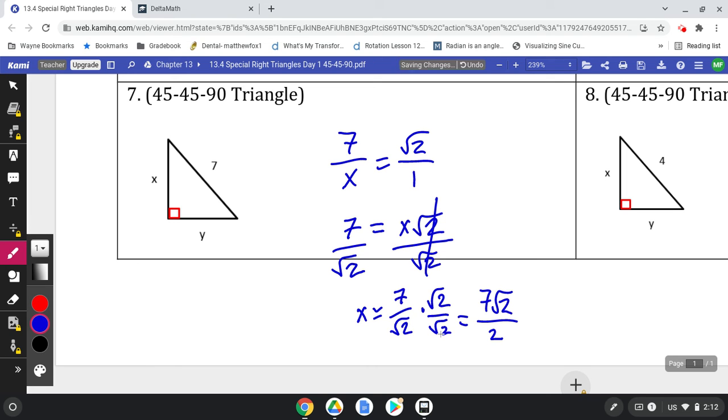If you're not sure I got that, square root of 2 times square root of 2 is square root of 4, which comes out to 2. Now, 2 and a square root of 2 cannot reduce because this is a square root, this is not. So we are done. This is our answer. That is for X. So X equals 7 square root of 2 all over 2. But also that was what Y is because they are legs. They will be the same.